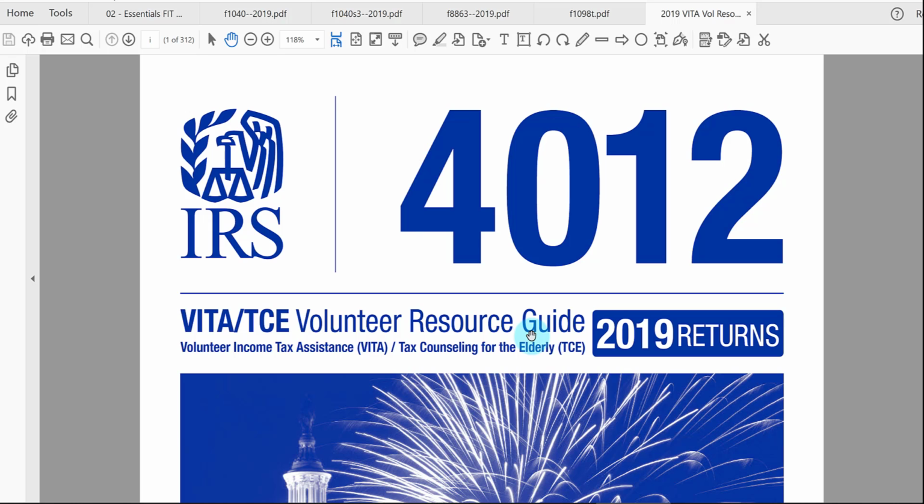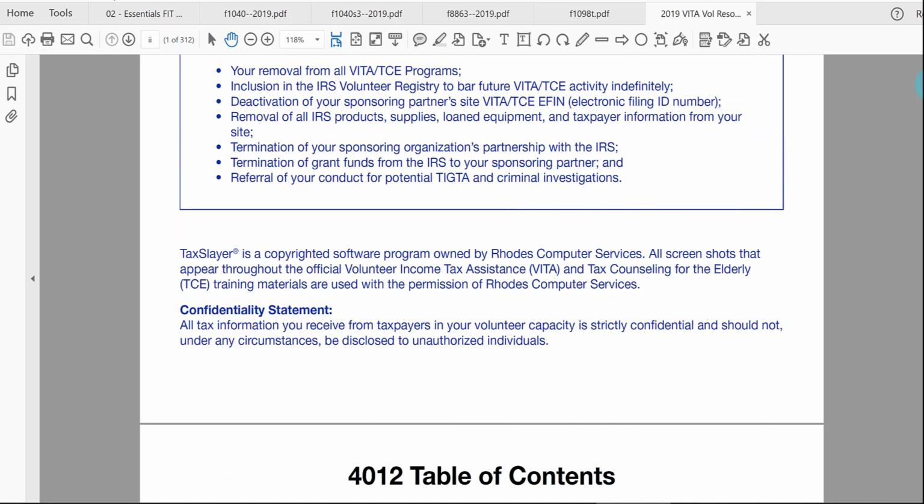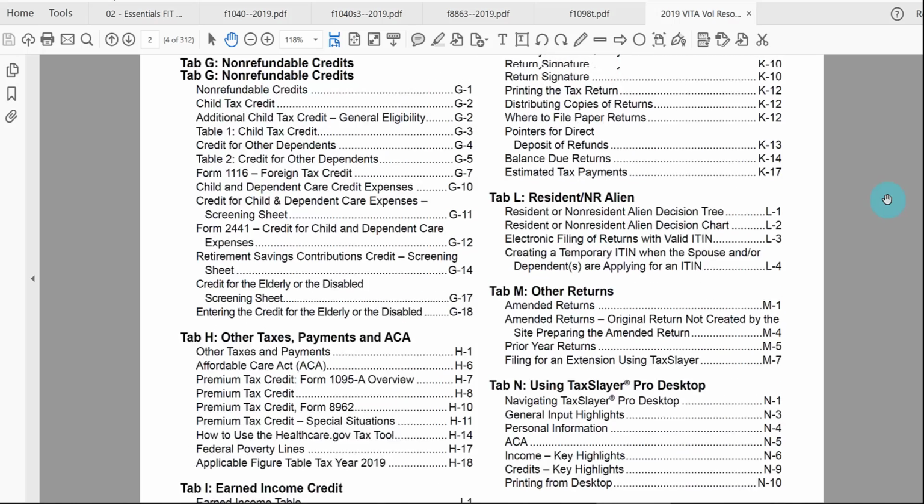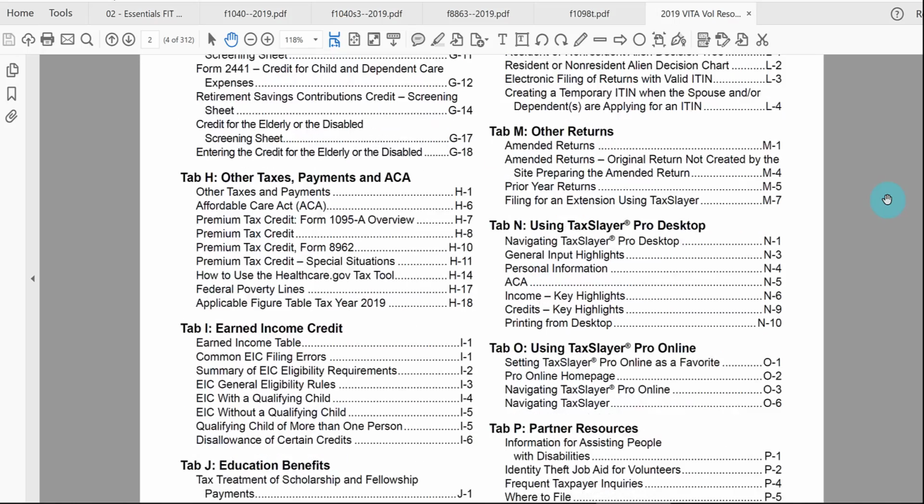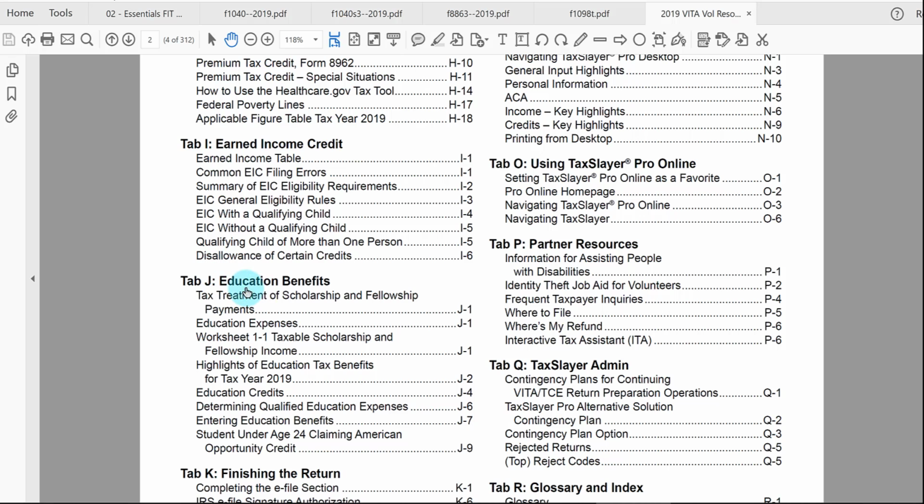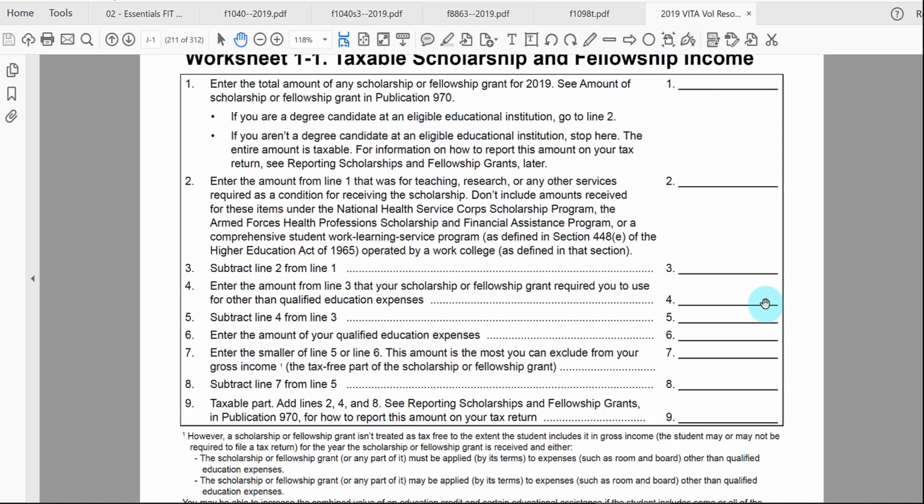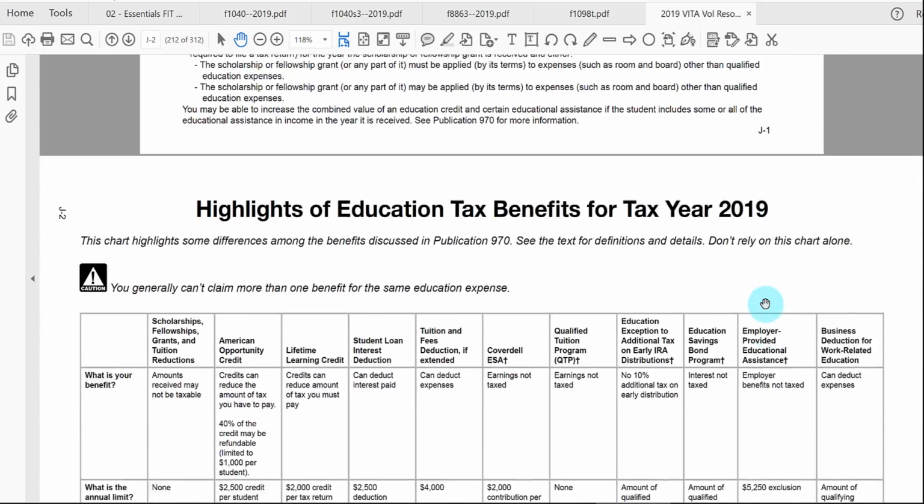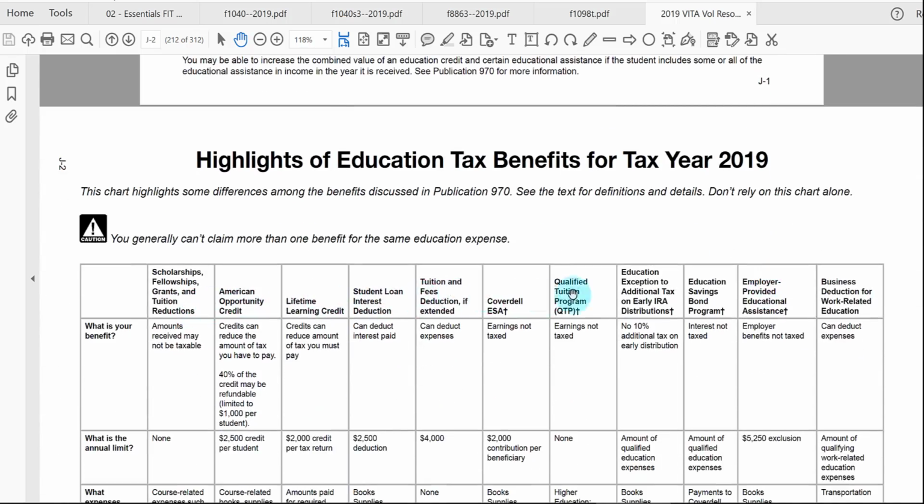It's called the Volunteer Resource Guide. This is a program where relatively low or moderate income taxpayers can get free tax preparation services. But the guide is open to the public. You can just Google for it. And it has a table of contents divided up into different topics, one of them being education benefits. So if you take a look at the table under this section, here are all different columns of different education benefits or possibly income that you've got to report.